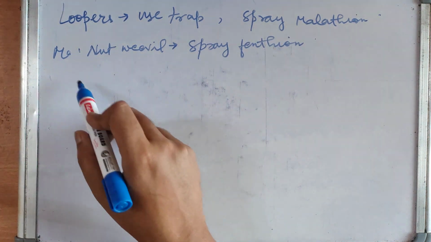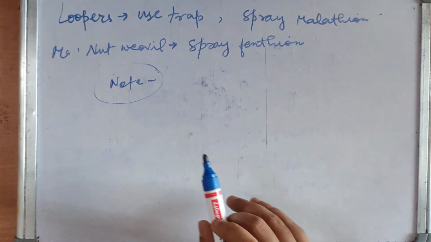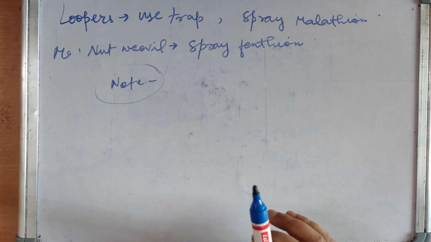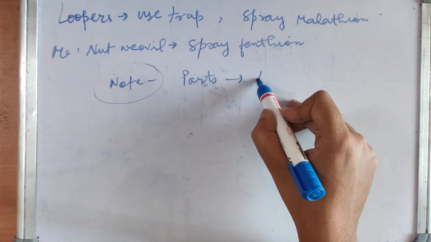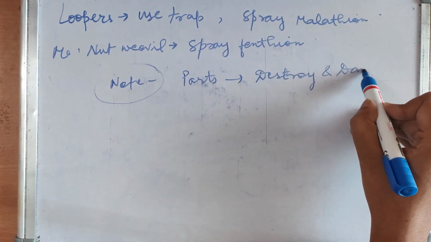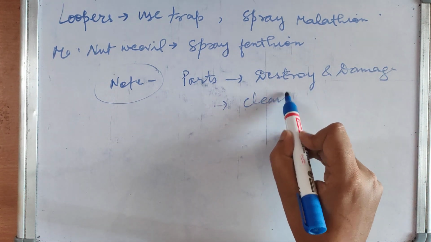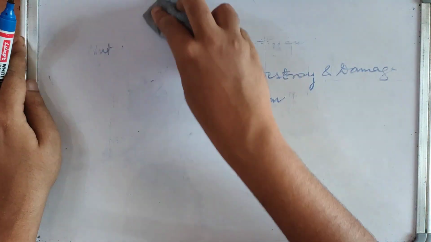And you should note one thing, that for all the pests we can simply collect and destroy the parts of the plant attacked by the pest. We need to destroy those parts, and we need to keep our orchard clean. When these two things are there, we can fight all the pests very nicely. So these are applicable to all the pests.